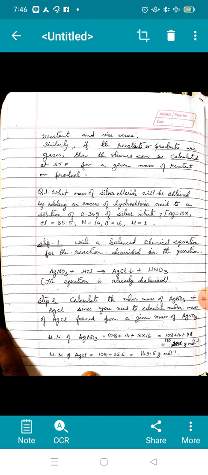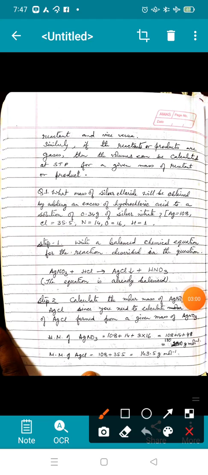What mass of silver chloride will be obtained by adding an excess of hydrochloric acid to a solution of 0.34 gram of silver nitrate? When we read the question, first of all we have to understand what the reactants and products are, and accordingly frame the balanced chemical equation. Here, by reading the question, your reactants are silver nitrate and hydrochloric acid. So we write the equation AgNO3 plus HCl, and it is a double displacement reaction, so the products are AgCl and nitric acid. So your first step is done and you can check it is already a balanced equation.